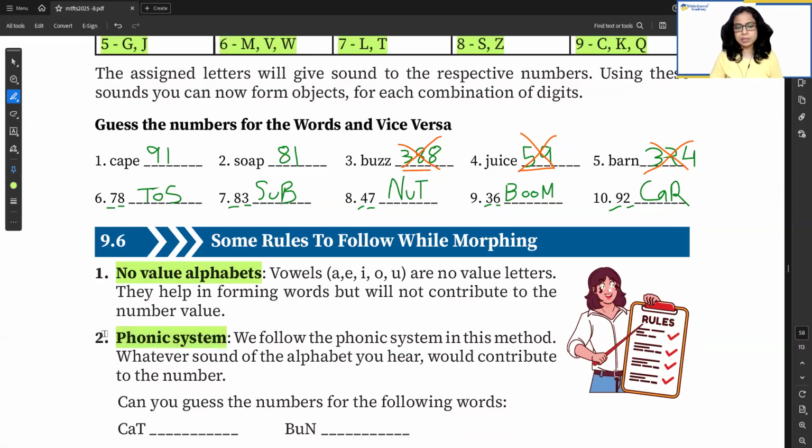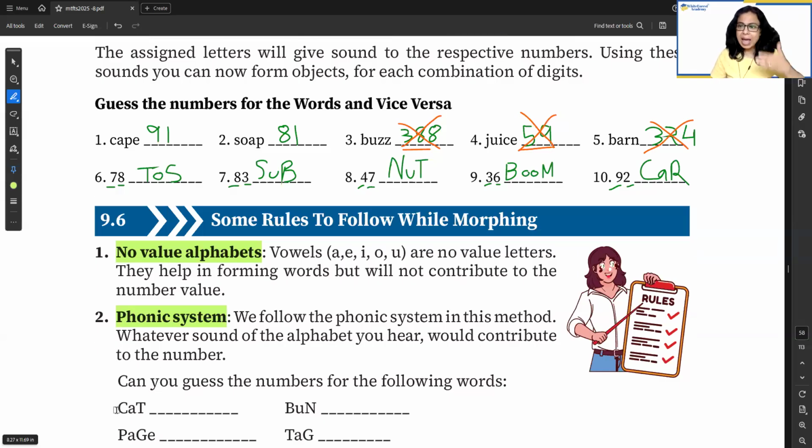Then comes phonic system. What does it mean? Meaning when you make the spelling of any word, listen to the sound. What do you hear? What is the phonic of that word? So we follow the phonic system. Whatever sound you are hearing will be the number. So cat, ca, t. That means ca is 9, t is 7. Bun. So what is it? B, which is 3, n, which is 4.